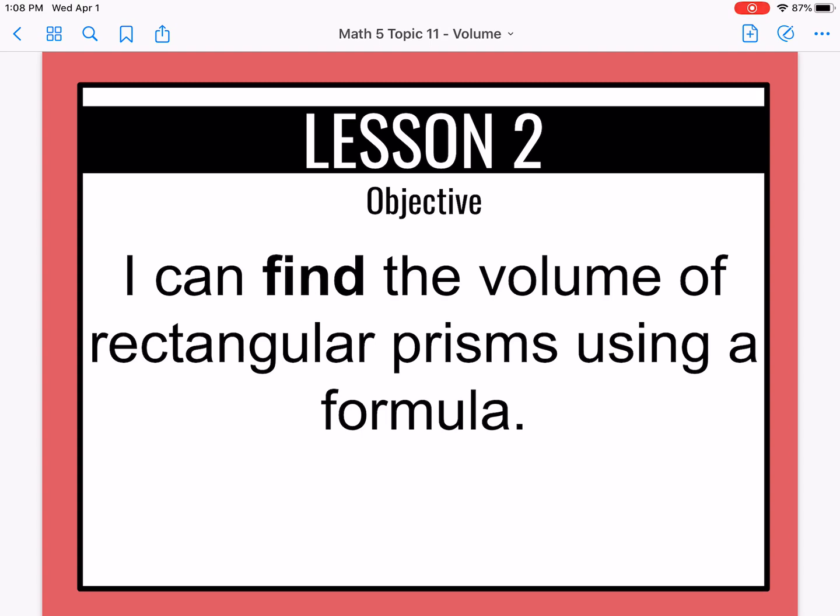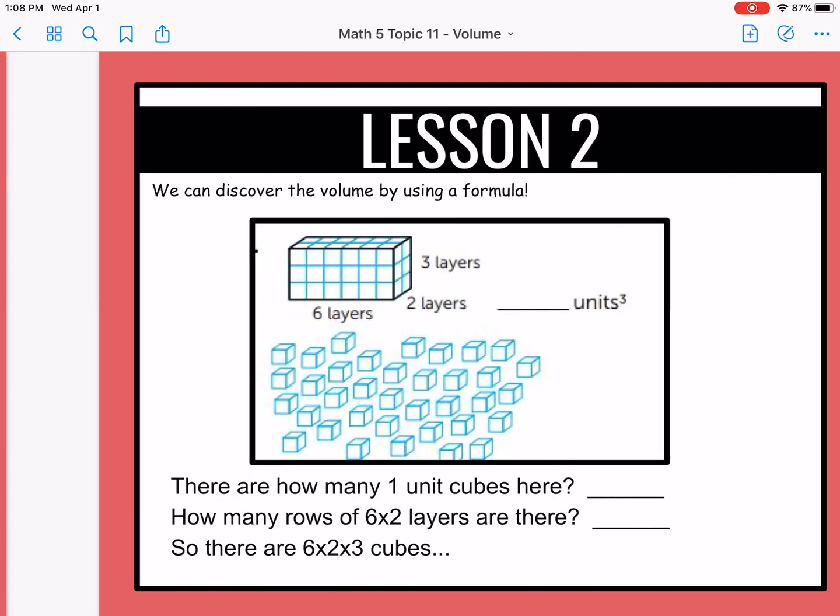So yesterday we counted little cubes. They're unit cubes, 1 inch unit cubes. They could be 1 inch, they could be 1 centimeter, they could be 1 foot, they could be 1 yard. But anyway, they were 1 cubic unit. Today, instead of counting the little blocks, because that was getting a little much, we are going to develop a formula.